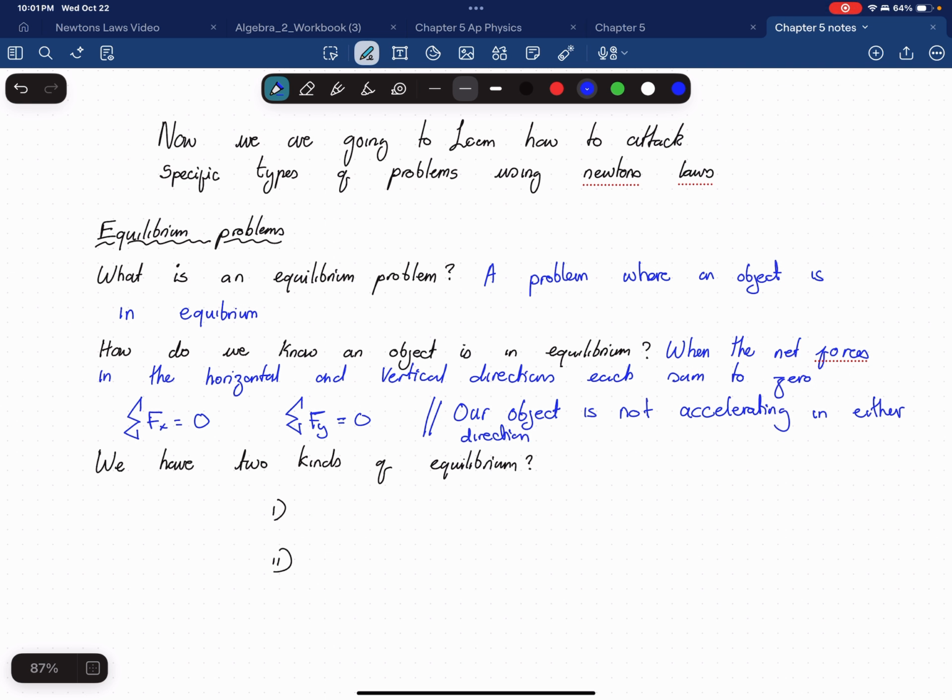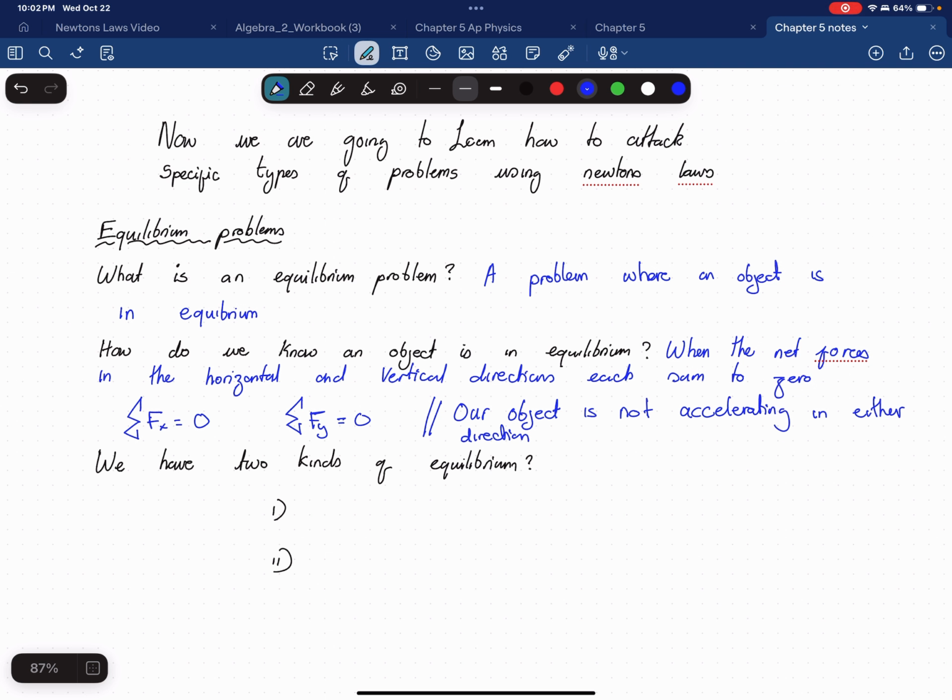So our object is not accelerating in either direction. In the y direction, the vertical direction, the force in the y direction is equal to 0. In the x direction, the force in the x direction will be 0 as well. All right? So that's basically the state of equilibrium, and there's no acceleration on the object at all. I just want you to get that.